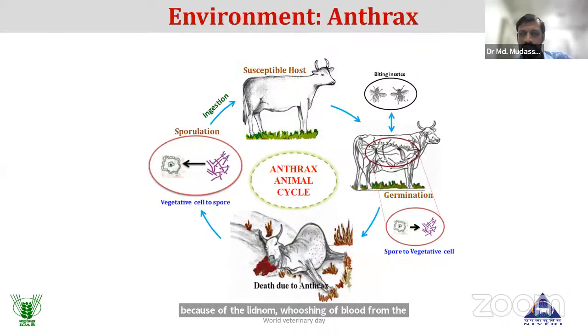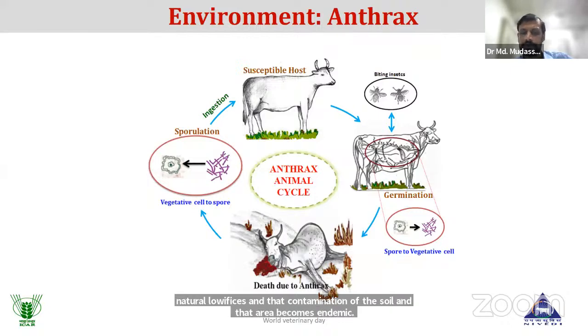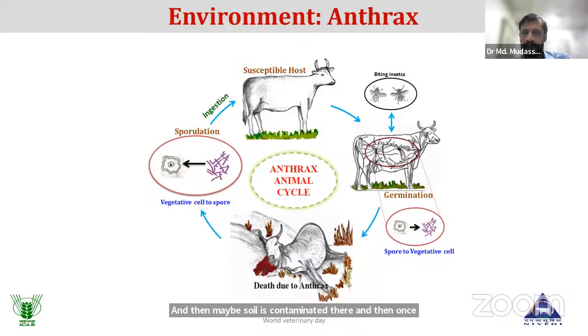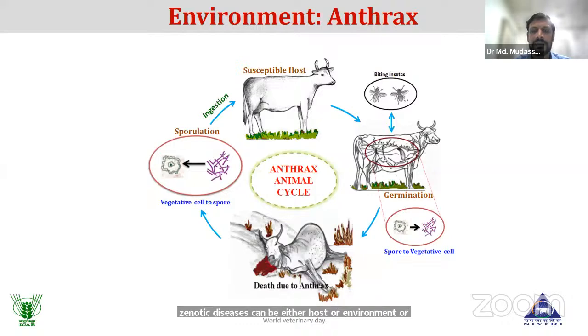The soil is contaminated there. Once it goes to the soil, it becomes a spore and remains dormant, and then may be picked up in the next cycle. So this is the role of the environment. What I was trying to say is the importance of reservoirs in the transmission of zoonotic diseases. A reservoir can be either a host, the environment, or a vector. We need to see that the absence of these will not lead to diseases in animals and subsequent transmission to humans.